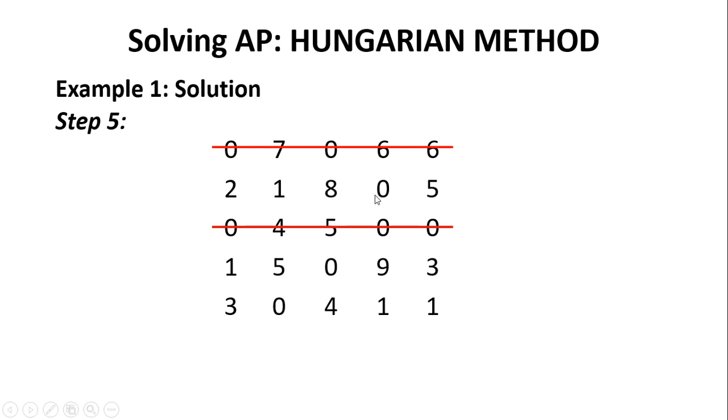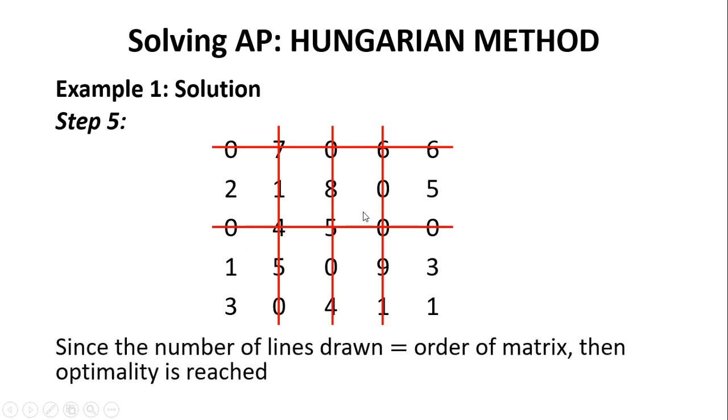and then we remain with these 3 rows with single zeros. So we can cross in either way, row-wise or column-wise, because each row or column contains a single 0. So by covering the remaining 0s, we are going to end up with this number of lines, where we are going to have 1, 2, 3, 4, 5 lines. And the order of this matrix is 5 by 5. Therefore, since the number of lines is equal to the order of the matrix, then we have attained optimality of our solution.